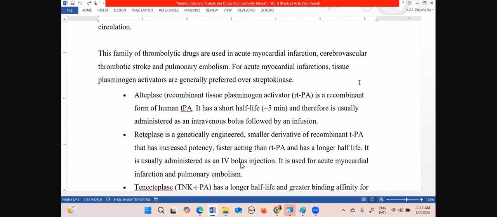Alteplase is a recombinant form of human TPA. It has a short half-life, usually administered as an intravenous bolus followed by an infusion. So you can go through these three drugs. It's not very hard to understand.